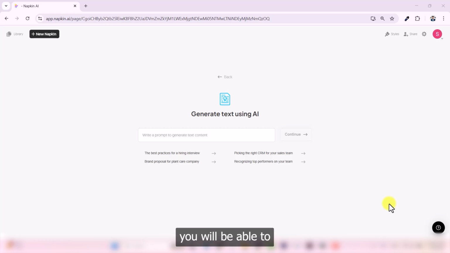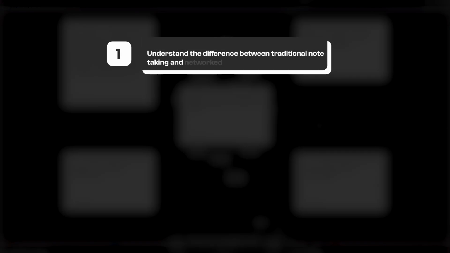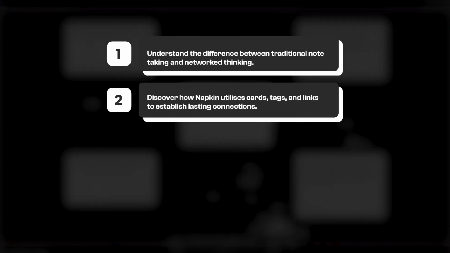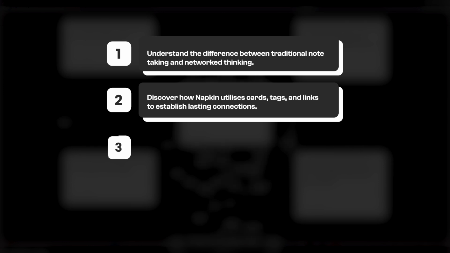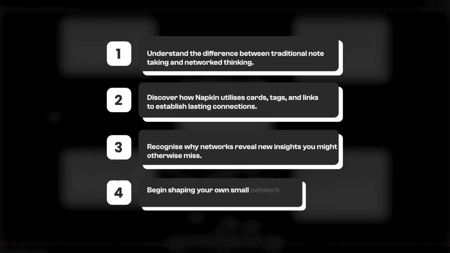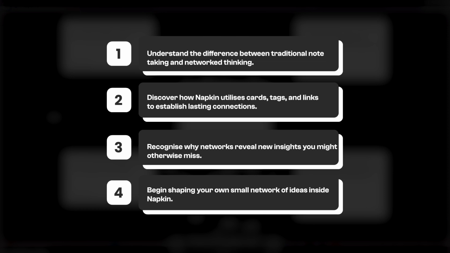Objectives of the lecture. By the end of this lecture, you will be able to understand the difference between traditional note-taking and network thinking. Discover how Napkin utilizes cards, tags, and links to establish lasting connections. Recognize why networks reveal new insights you might otherwise miss. Begin shaping your own small network of ideas inside Napkin.